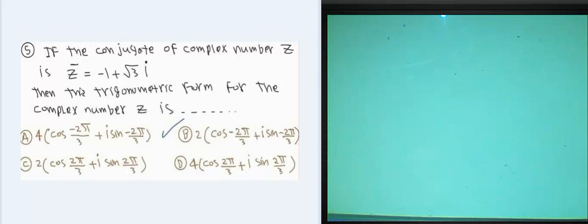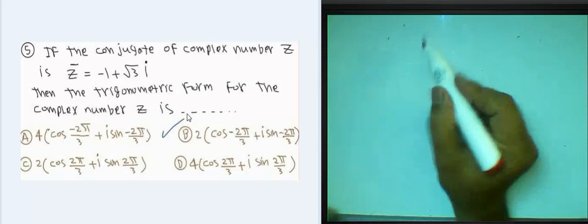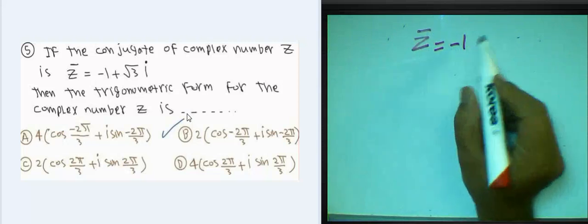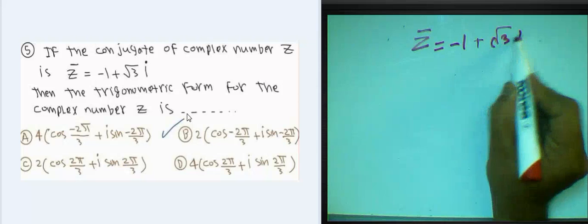Question 5. If the conjugate of the complex number z is z bar equals negative 1 plus root 3 i, then the trigonometric form for the complex number z equals blank. Okay, here it gives us z bar equals negative 1 plus root 3 i.